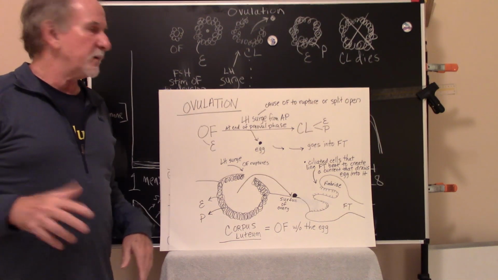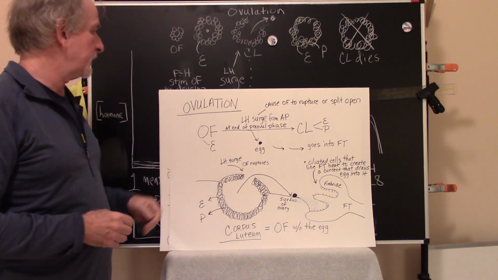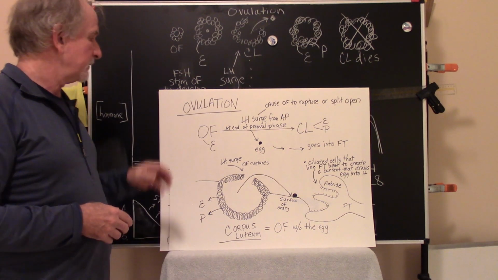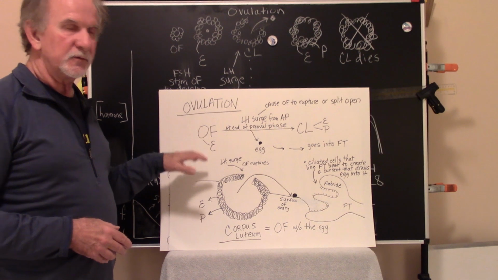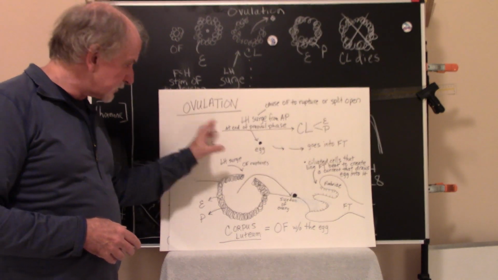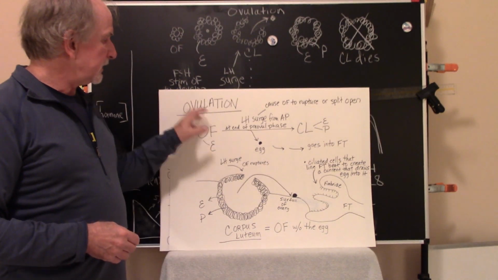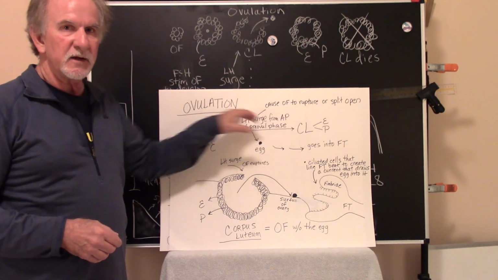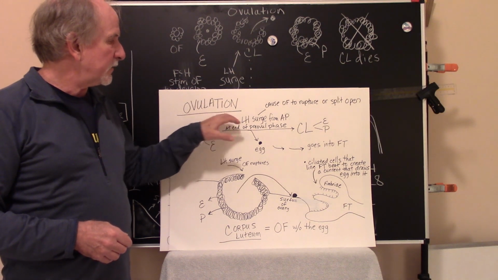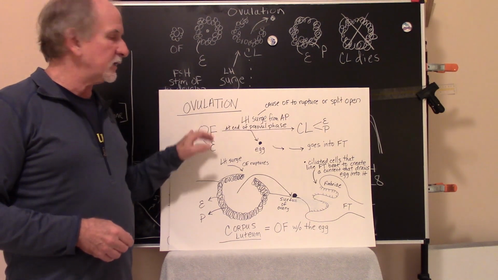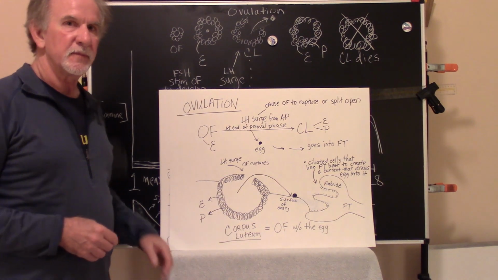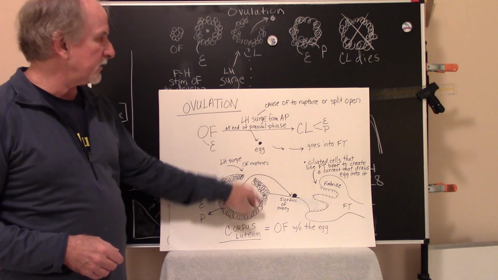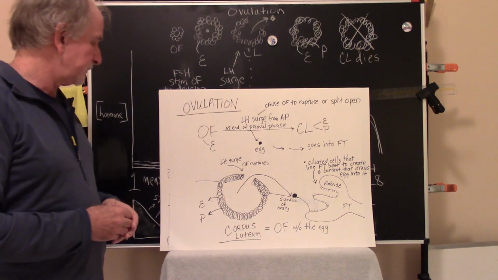So, just a little bit about ovulation before we move on. Ovulation is the release of the egg from the ovarian follicle. So, here's the ovarian follicle, and the follicle cells secrete estrogen. And then at the end of the preovulatory phase, there's this surge-like release of LH from the anterior pituitary, known as the LH surge. And the LH surge causes the ovarian follicle to rupture or split open.